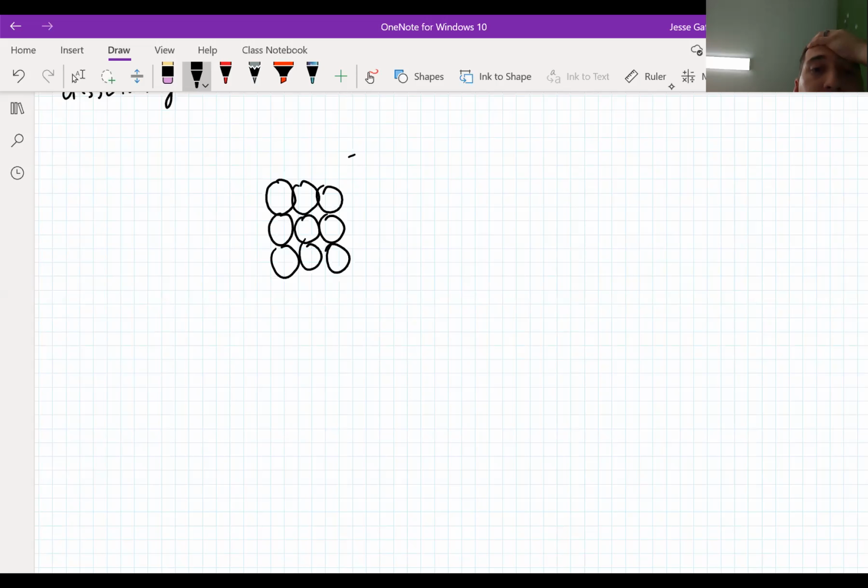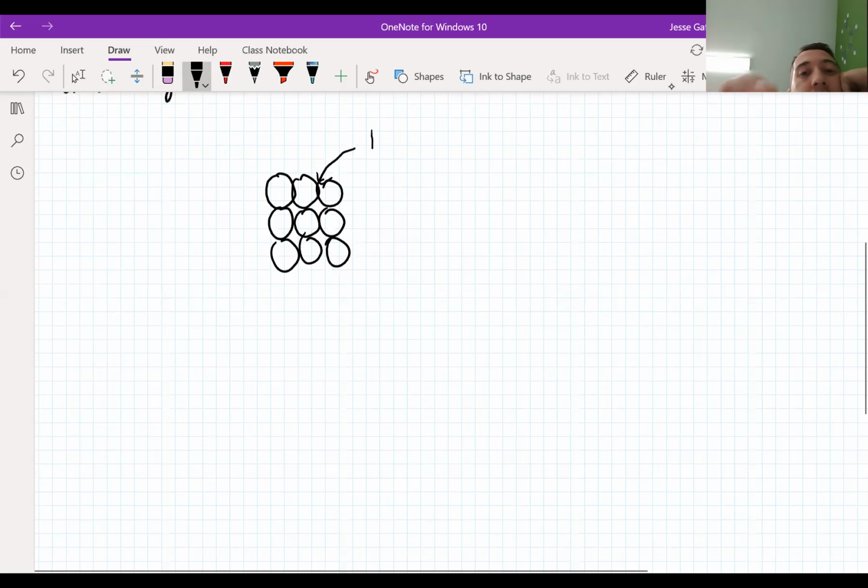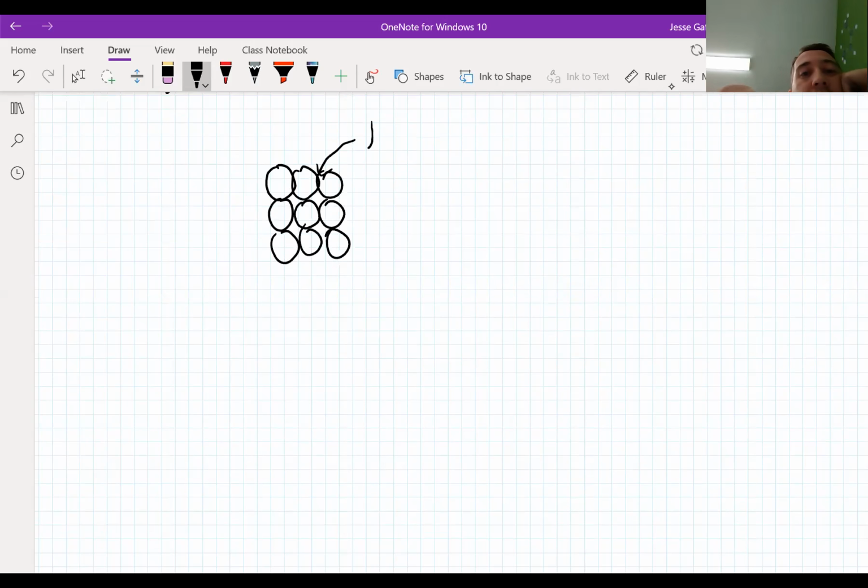Now, something is holding these particles together. If you know the answer to this, I want you to say it out loud now. If you said strong forces of attraction, that is correct. Well done. Strong forces of attraction, that is correct.